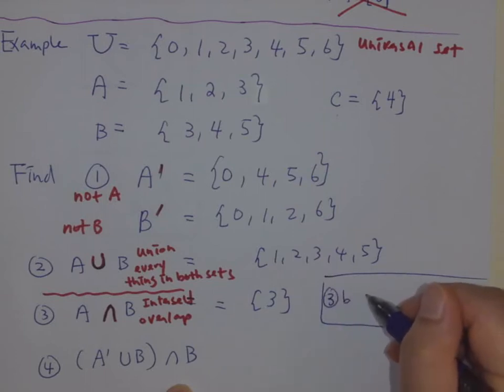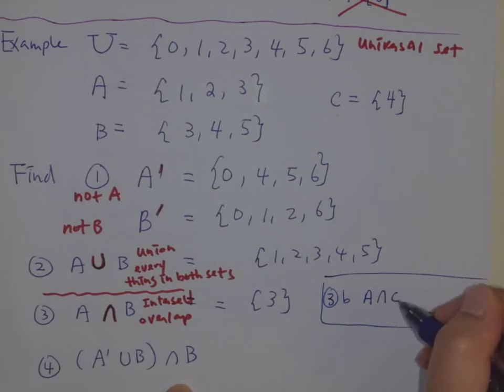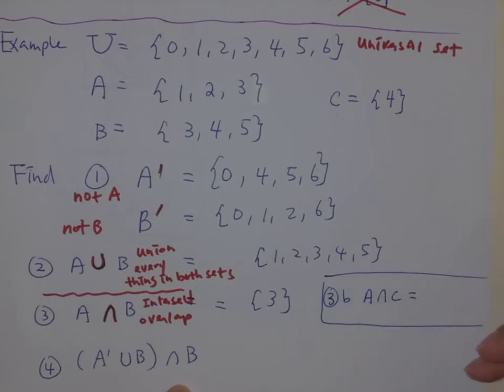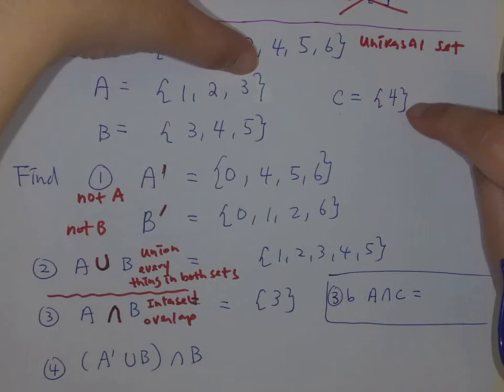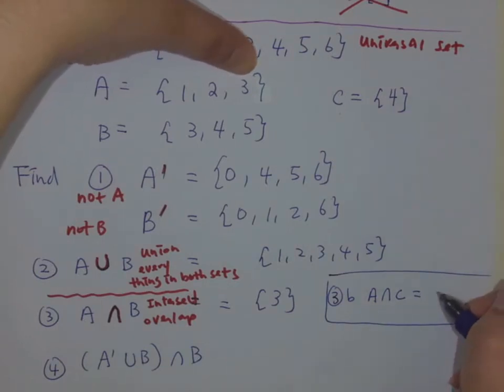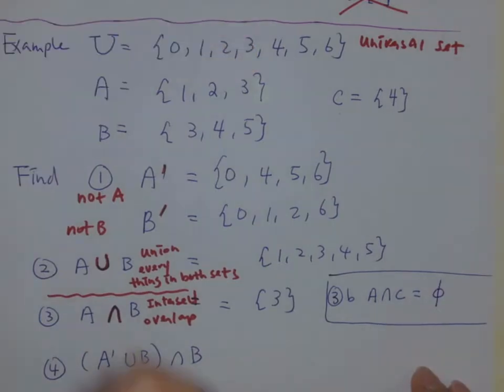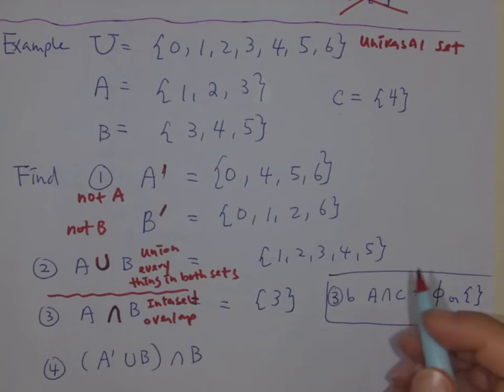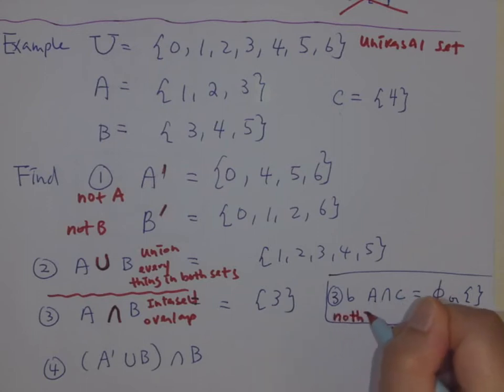If I want set A intersect with set C, then what do they have in common? I have 1, 2, 3, and these have 4, right? So they don't have anything in common, then you will write an empty set as what they have in common, okay? Or you can write it like this, but not put a 0 in there, okay? So these two have nothing in common or overlapping. So the answer is an empty set.